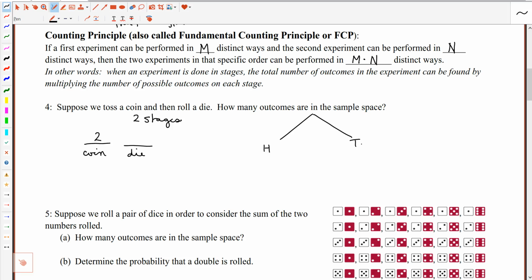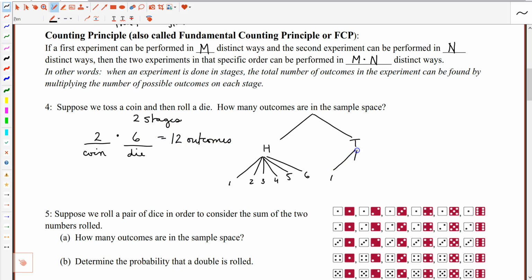Now on the second stage, which is when you roll a die, how many outcomes are possible when you roll that die? There are 6 outcomes. You could either get a 1, 2, 3, 4, 5, or 6. So how many outcomes are there going to be total if you toss a coin and then roll a die? There are 12 outcomes total. We're going to multiply those numbers together.